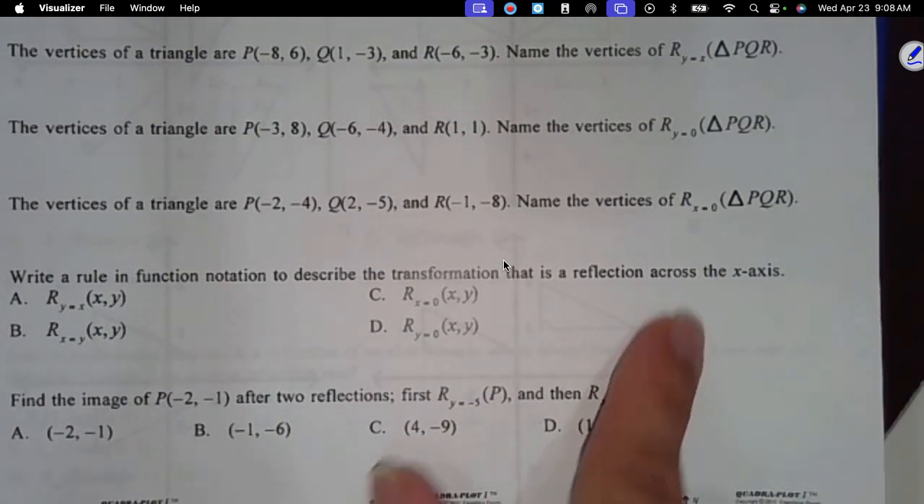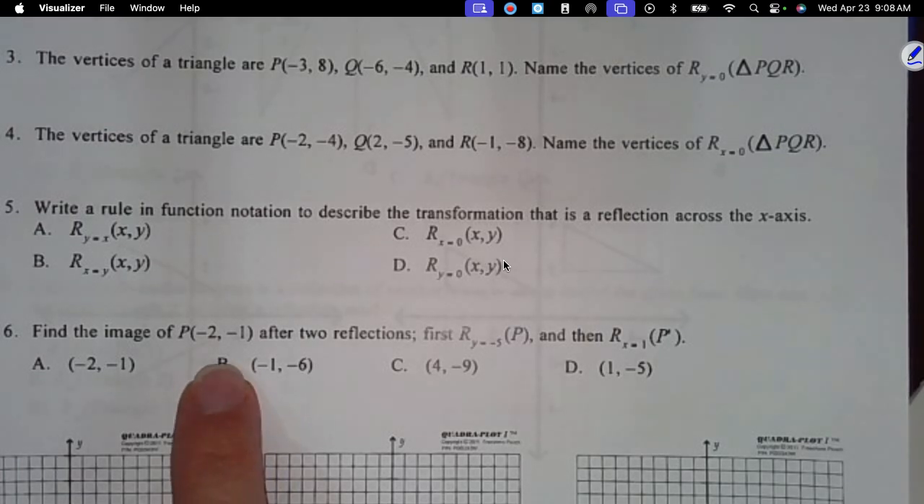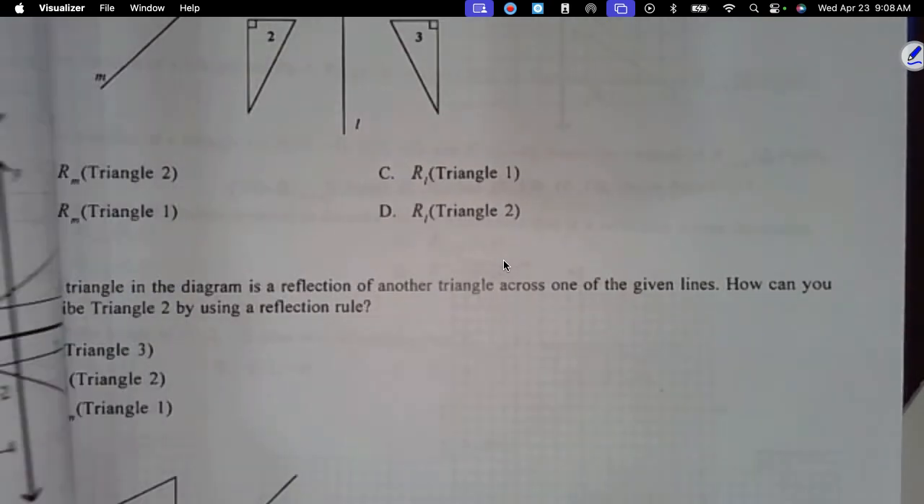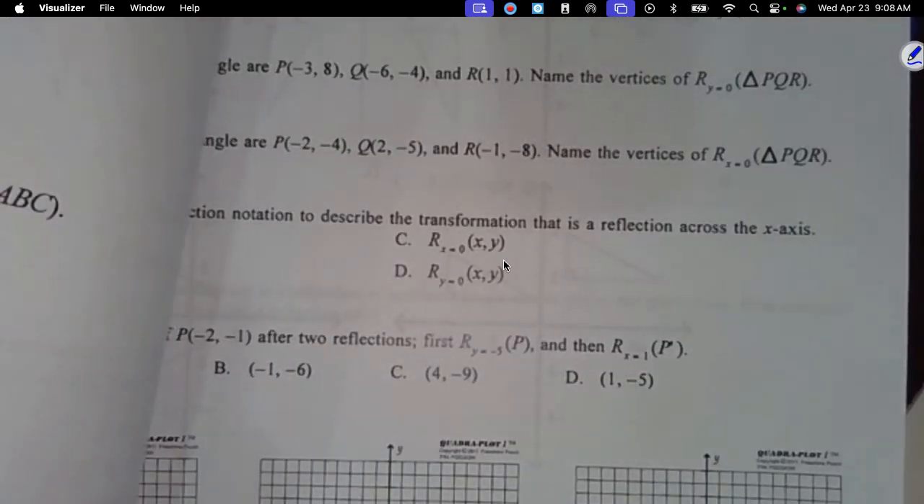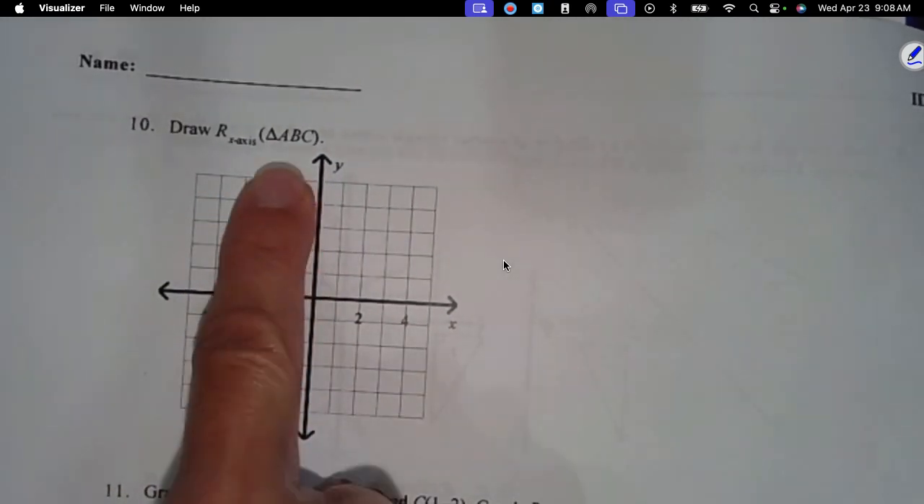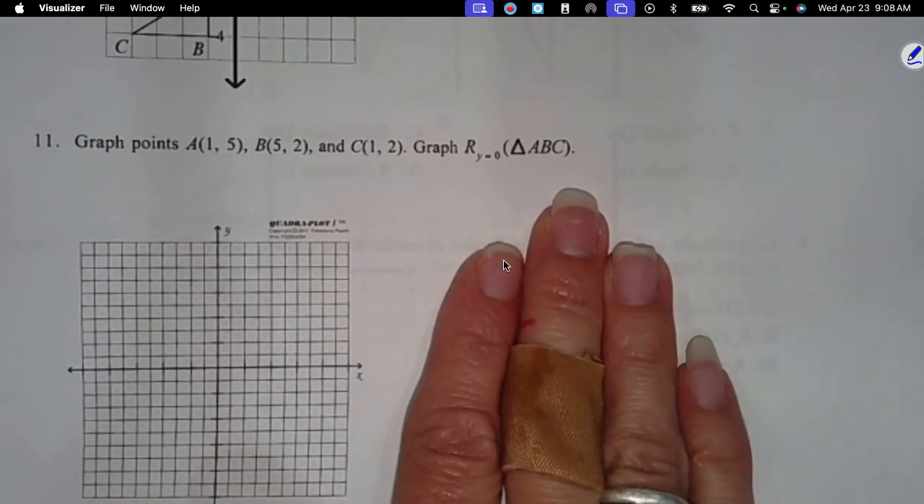This one just wants another transformation rule, super easy. This one wants you to do a reflection and then another reflection. I'll do one like that in just a second. This one's just looking at pictures, or these all are. This one, they drew it for you and they want you to flip it over the x-axis. Just make sure you read it. Okay, graph it, flip this one over y equals 0.